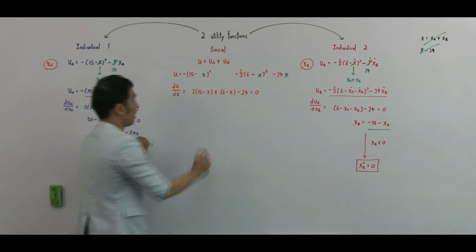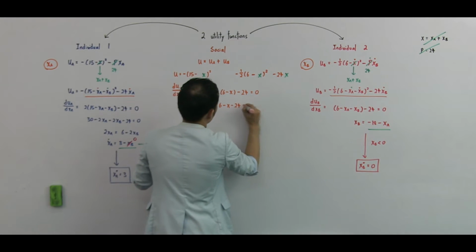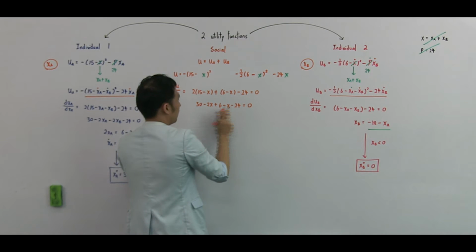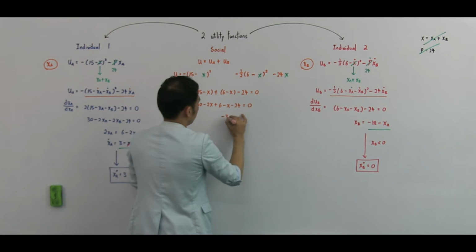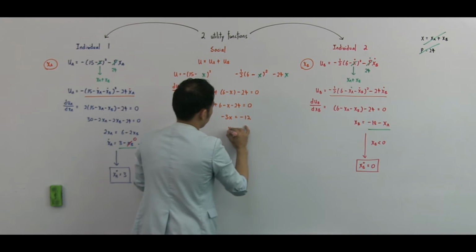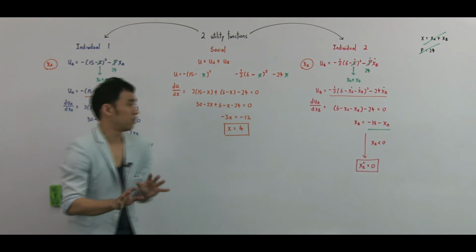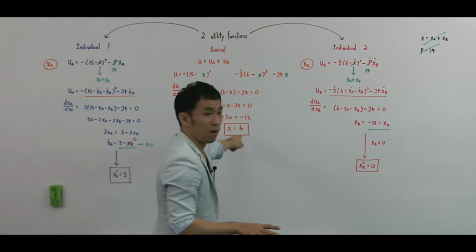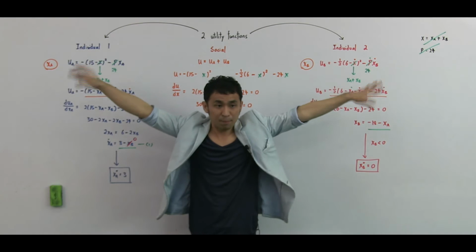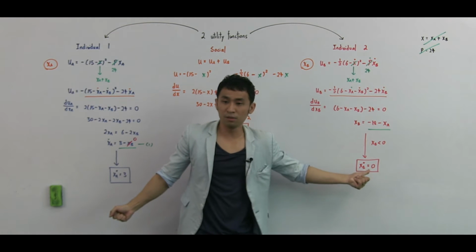Okay, set it equal to 0, and what I have here is 30 minus 2x plus 6 minus x minus 24 equals 0. And 30 minus 24 is 6, 6 plus 6 is 12, and this is minus 3x equals negative 12. So x is equal to 4. That is my answer. So the socially optimal amount of spray for the whole society that will maximize the total utility of everyone is 4. But if I let them choose separately, what's the total they will have? 3 plus 0, which will be equal to what?